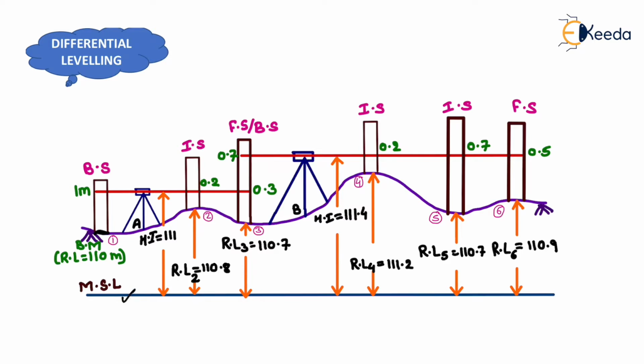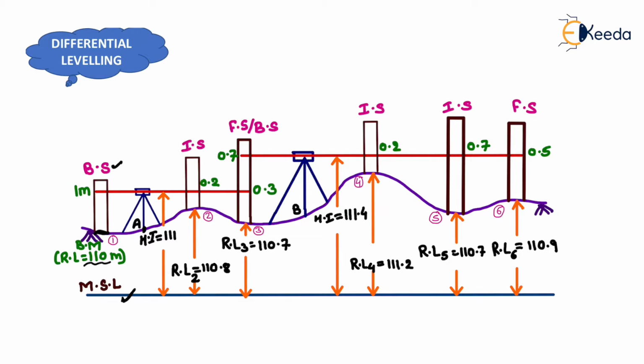Now this is the mean sea level which we had marked here and its RL is 110 meter, which is shown here. Now in the first half we will keep the instrument at instrument station A and we will take the reading on the first point, that is on benchmark, whose RL is already known, and this reading is known as backside because backside is the reading which we will take at that station whose RL is already known. So at station 1 RL is already known, that is 110 meter, so this reading is the backside.